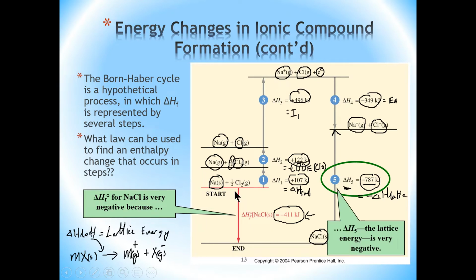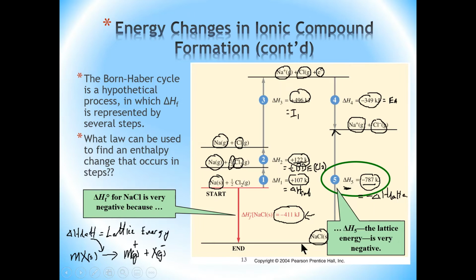Hess's law basically says that the enthalpy change going from the start to end is independent of how you get there, be it directly or be it through several steps. And that's basically what we looked at. If you add up the 107 to the 122 and all these numbers here, that would be equal to minus 411. Now, as I said before, the lattice energy is a measure of how stable the compound is. And that's why delta H5, which is going from the sodium and chloride ions to form the product, would be a very large negative number, all right?